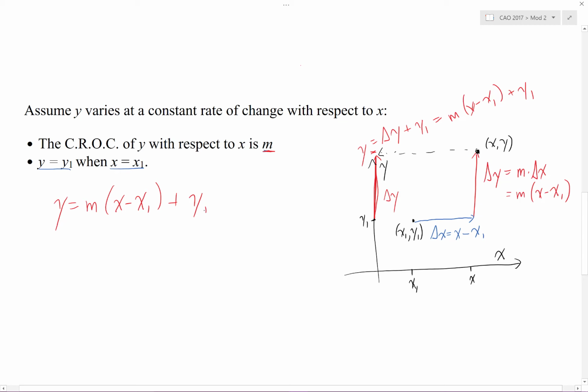And this works for any constant rate of change m and any reference values for x and y. We used x1 and y1. And this form is so common that we call this the general linear function formula. So we call this form of a linear formula definition the general linear function formula.